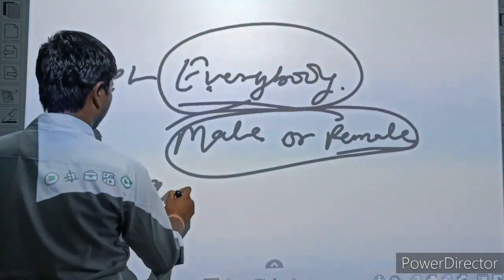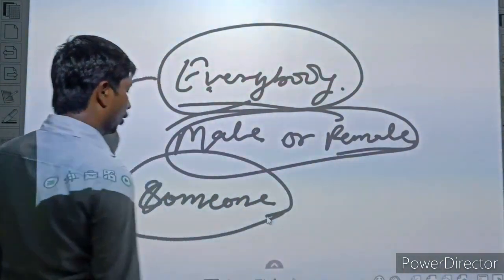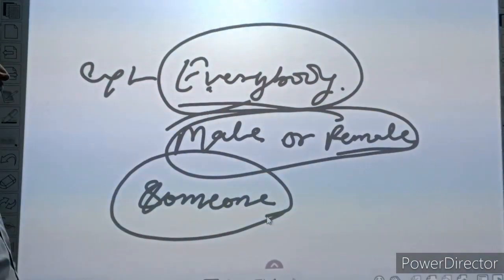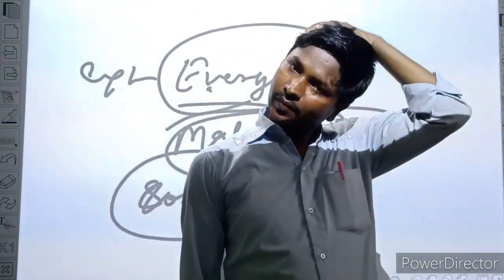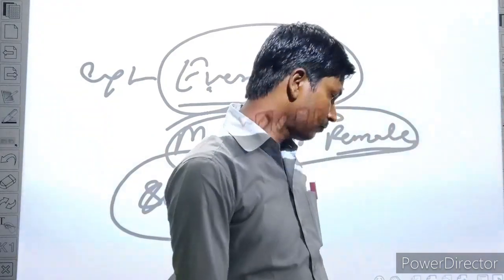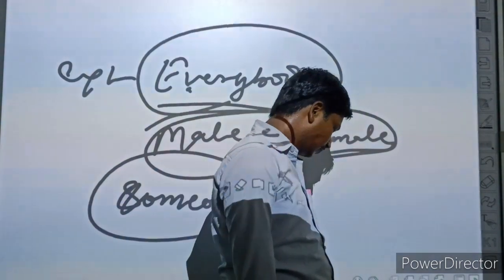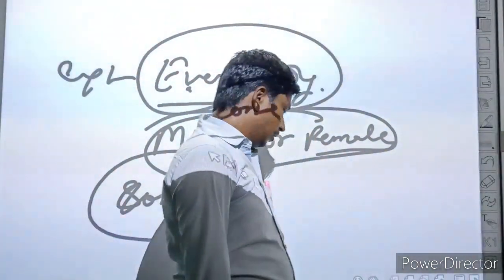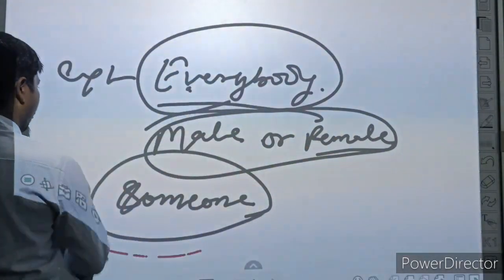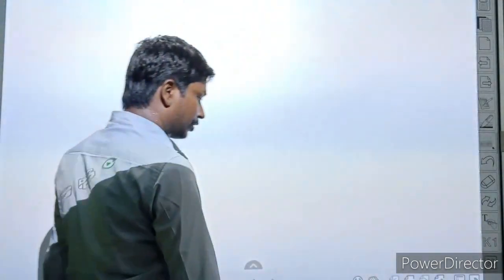Someone. It cannot be classified as a male or a female. And when the pronoun is not classified into male or female, it can be said indefinite pronoun. After indefinite, I am telling you about distributive pronoun.